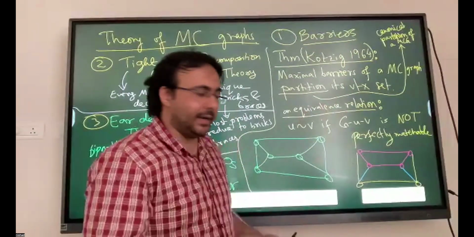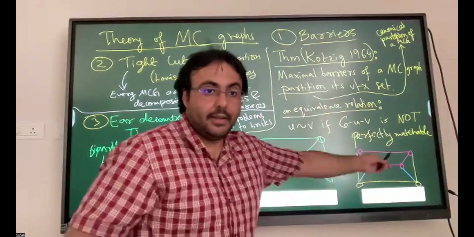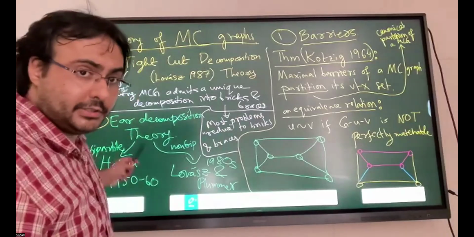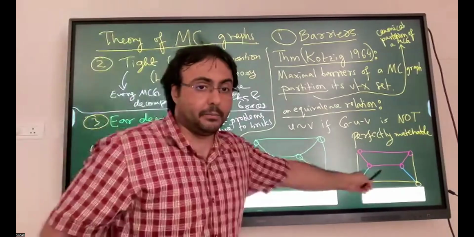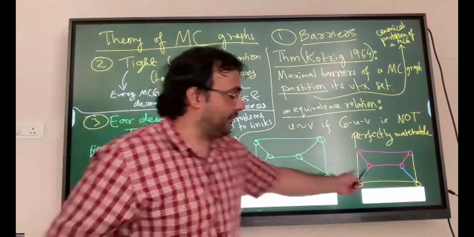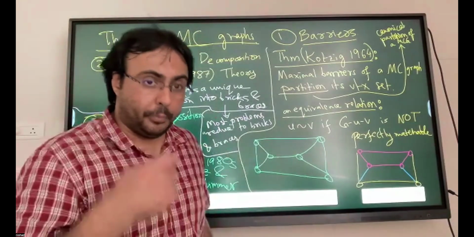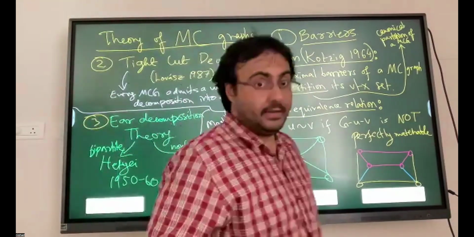If you want only bipartite graphs, you don't need double ears, which is why this theory is easier: bipartite matching covered graphs, ear decomposition theory. But the non-bipartite ear decomposition theory requires the addition of double ears, which is why this theory is more difficult to prove and also to use.